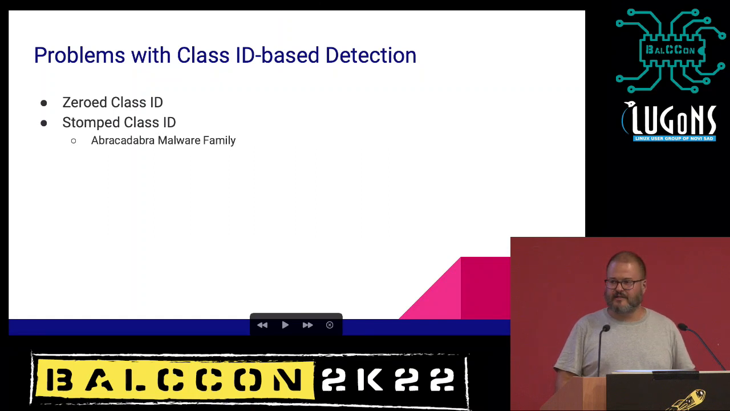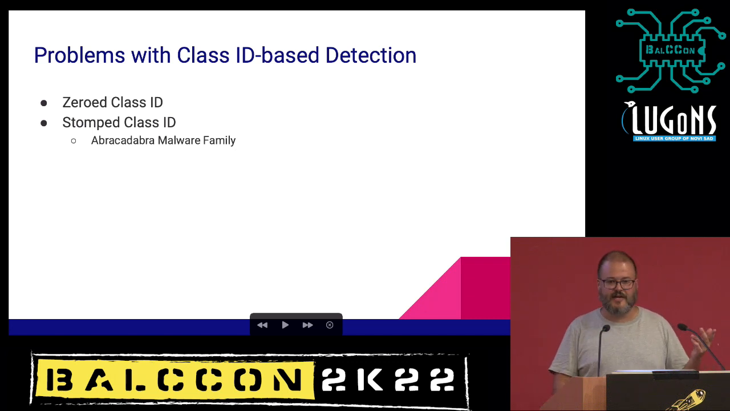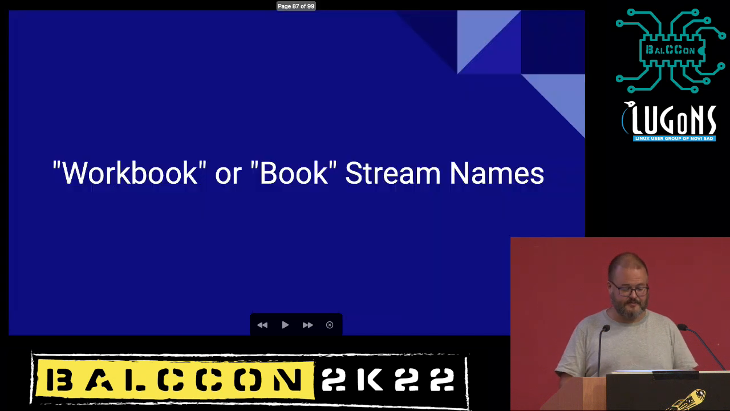And I found by looking at a bajillion files that there are two categories of non-standard, incorrect class IDs. That's why this particular test is not 100% great for knowing that something is Excel, because I've seen zeroed class IDs, and I've also seen stomped class IDs. There's a malware family called Abracadabra, which just puts random numbers in the class ID. So if you see all zeros, or if you see a non-standard class ID, those are going to be malicious.